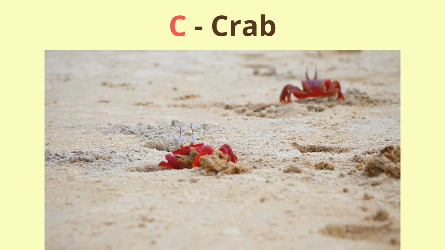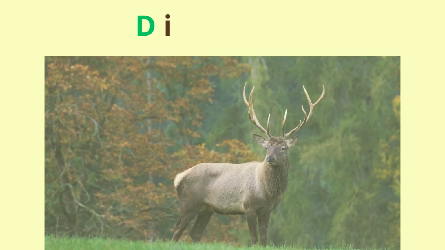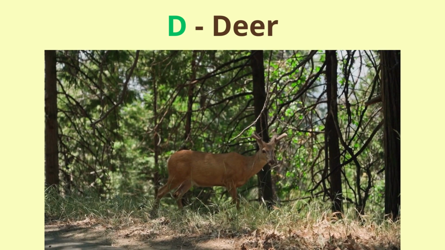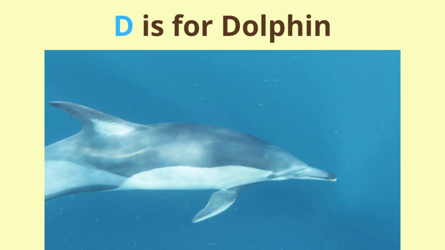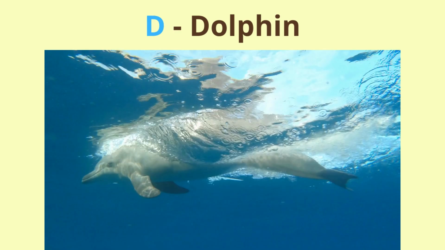Letter D. D is for deer. D, deer. D is for dolphin. D, dolphin. D is for duck. D, duck.